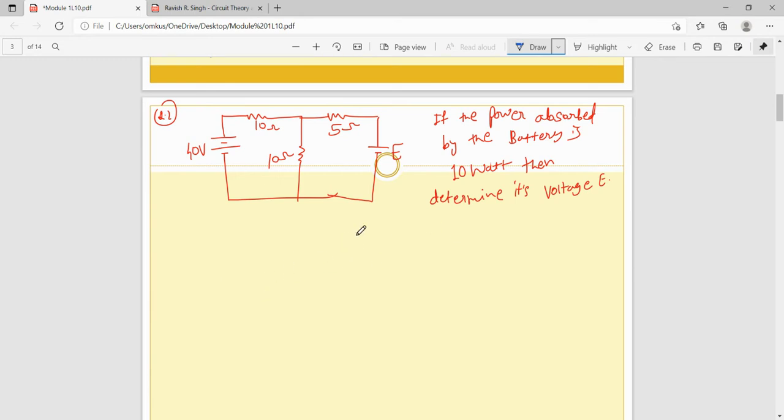Now see one more example, try to solve it. And if you solve, then answer this: what is the value of E in this circuit? Use Tellegen's theorem. Now see, for finding out this E, you can use the Thevenin's theorem also here.